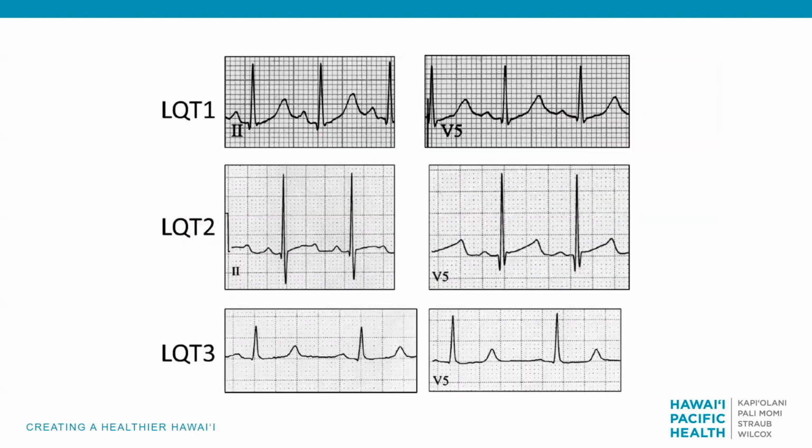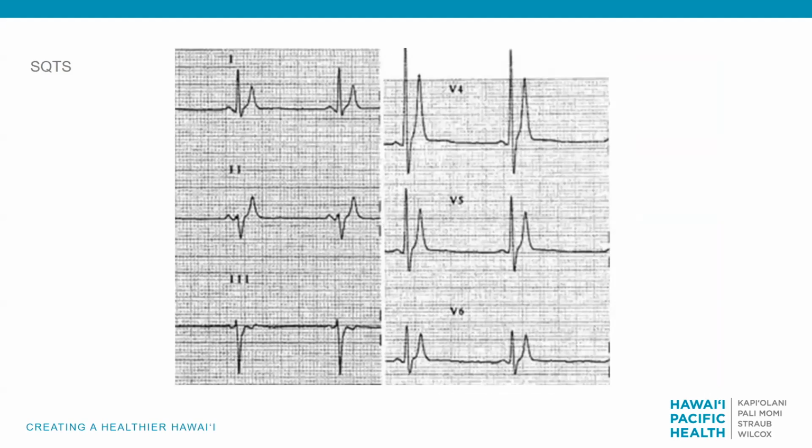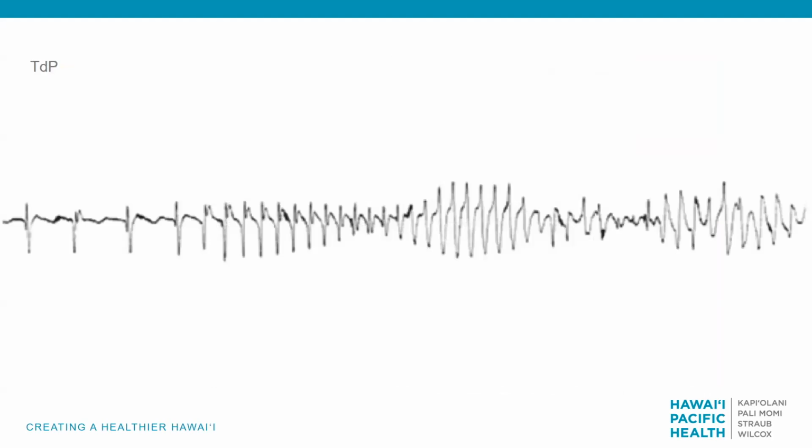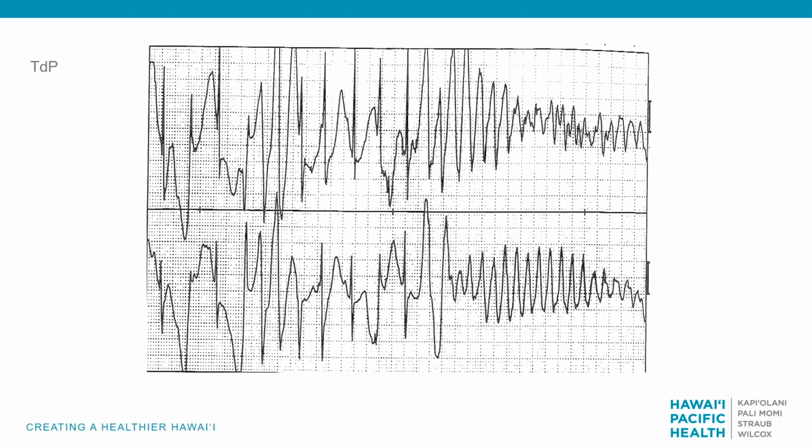There are different types of long QT syndrome that I don't want to get into the detail, but again, the whole point is potential causes of inherited arrhythmia syndromes can be diagnosed by EKG. Short QT syndrome is another rare cause, can be diagnosed by EKG. They lead to the same thing, which is usually torsade de pointes, which is a twisted VT-VF. Here is another picture of torsade.